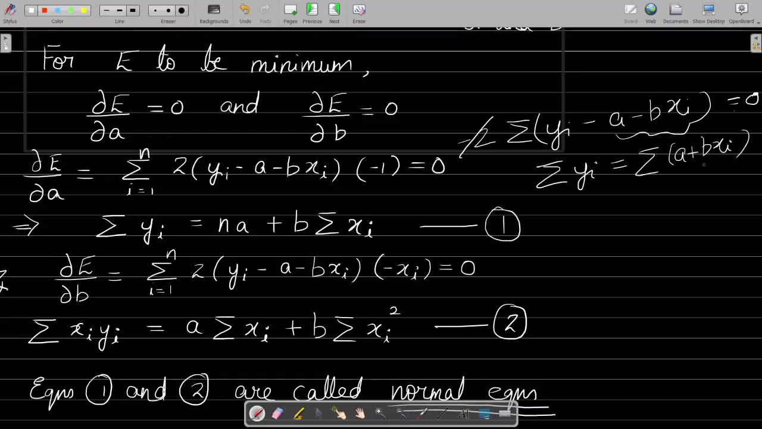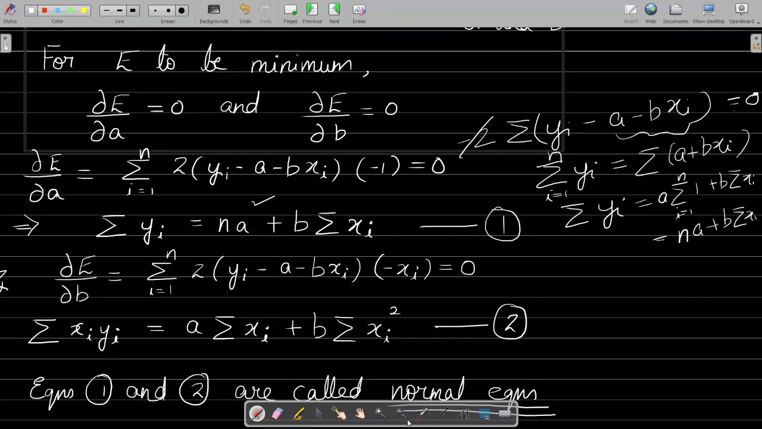Now summation a, that is a times summation, which actually runs from i equal to 1 to n, of 1, plus b times summation xi. Now if I'm adding 1 n times, I'll get n, right? 1 plus 1 plus 1 plus 1 n times, I'll get n. So na plus b summation xi. That is what is given here, na plus b summation xi.